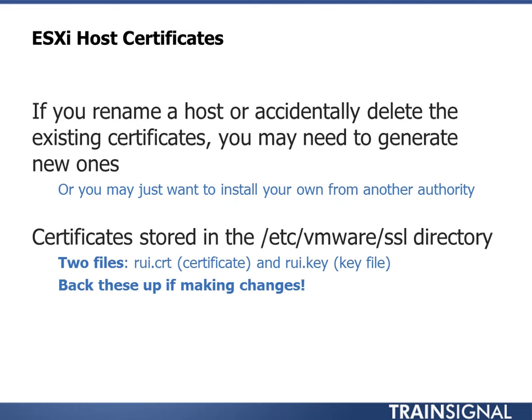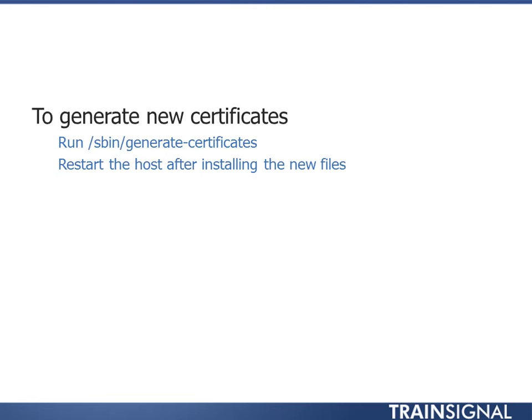Back these up if you make changes. So keep a copy of them. Don't just delete them thinking you got everything good. To generate new certificates, you run /sbin/generate-certificates, and then restart the host after installing the new files, and then you probably need to reconnect it to vCenter.